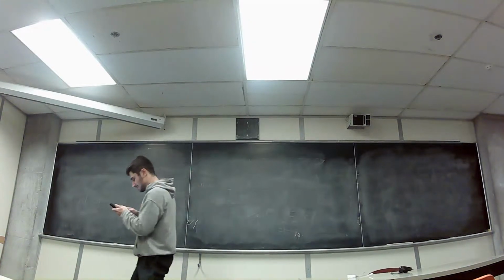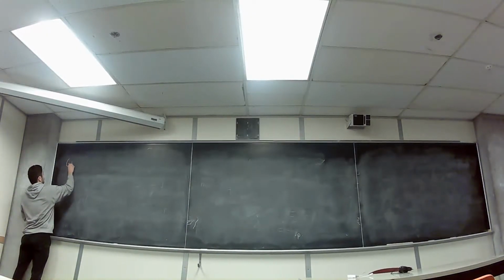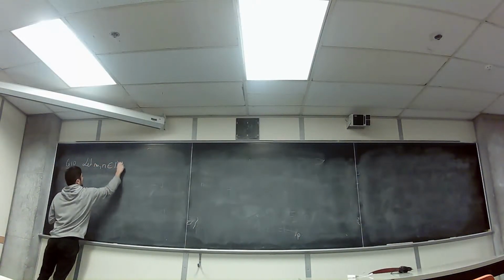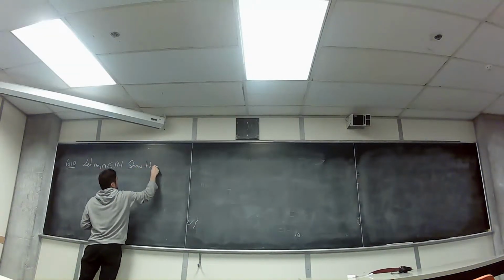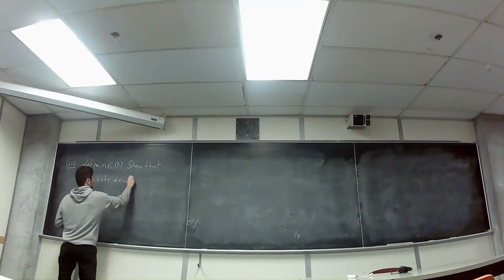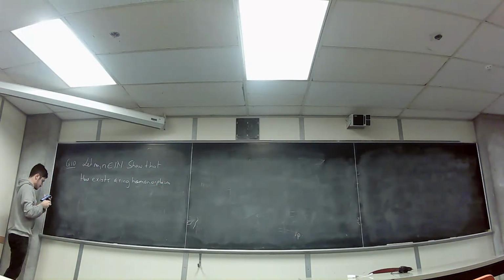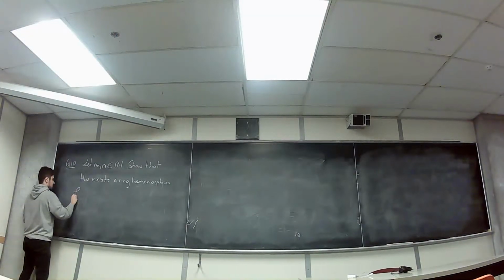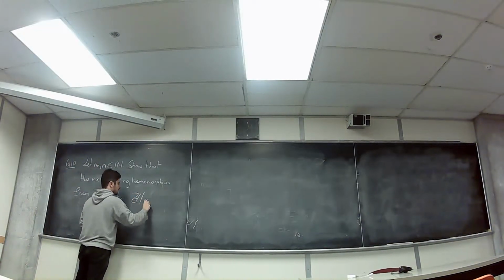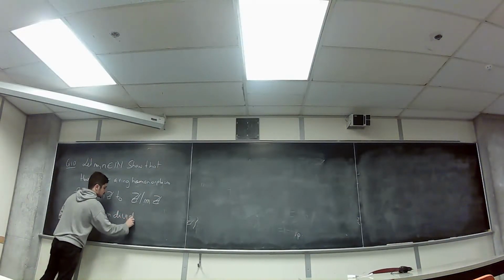Let's look at 10. Q10. Show that there exists a ring homomorphism from Z mod m Z to Z mod n Z if and only if m divides n.